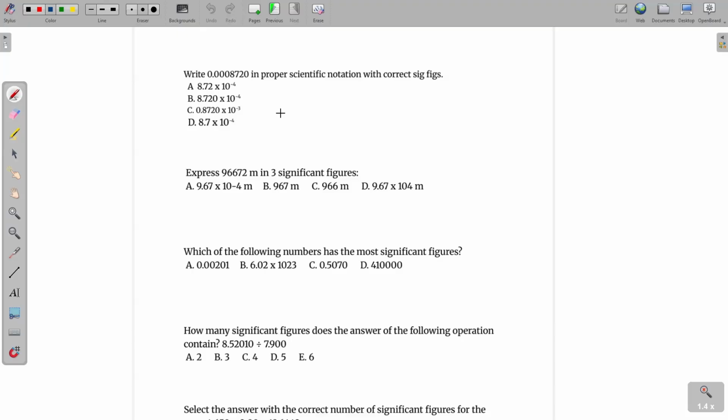Okay, and so here I have some practice problems for us to do, kind of just going over. These were multiple choice, inspired by some study material that I still have from Chem 1. The first one is kind of what I was just talking about: write this number in scientific notation with the correct sig figs.